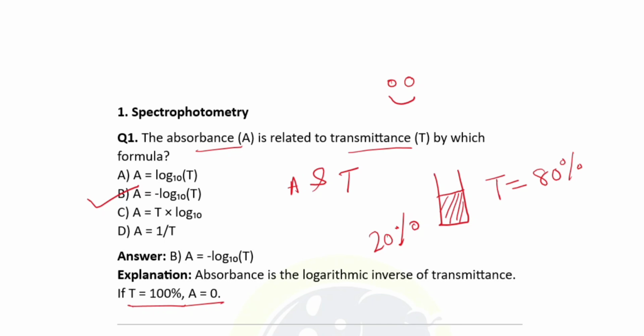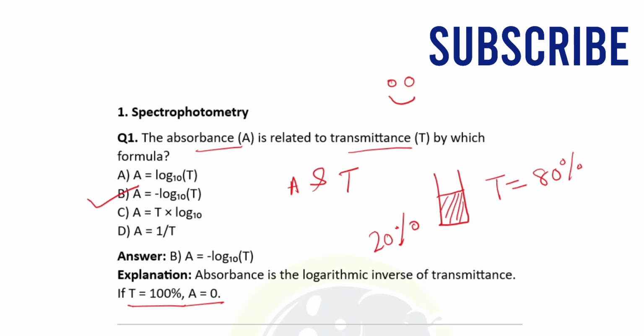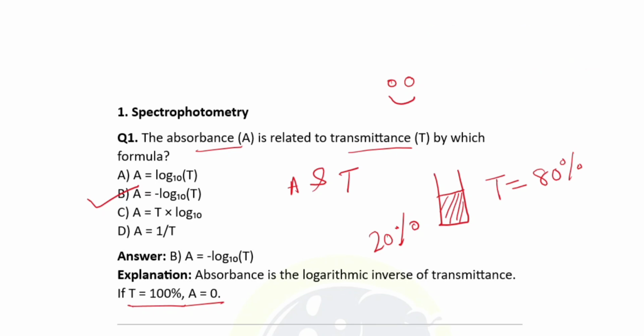So this is the relationship between absorbance and transmittance. Absorbance refers to the amount of light absorbed by the sample. It means 20% of the light has been absorbed by the concentration of your sample or the particles present in your sample, and then 80% is the transmittance. And if the absorption is 0, then you will expect 100% transmittance. So this is the right answer.